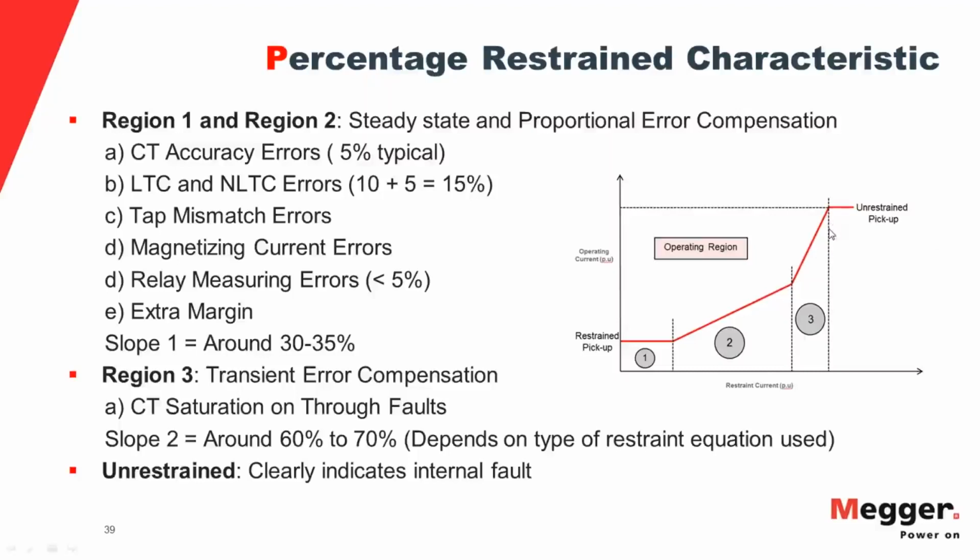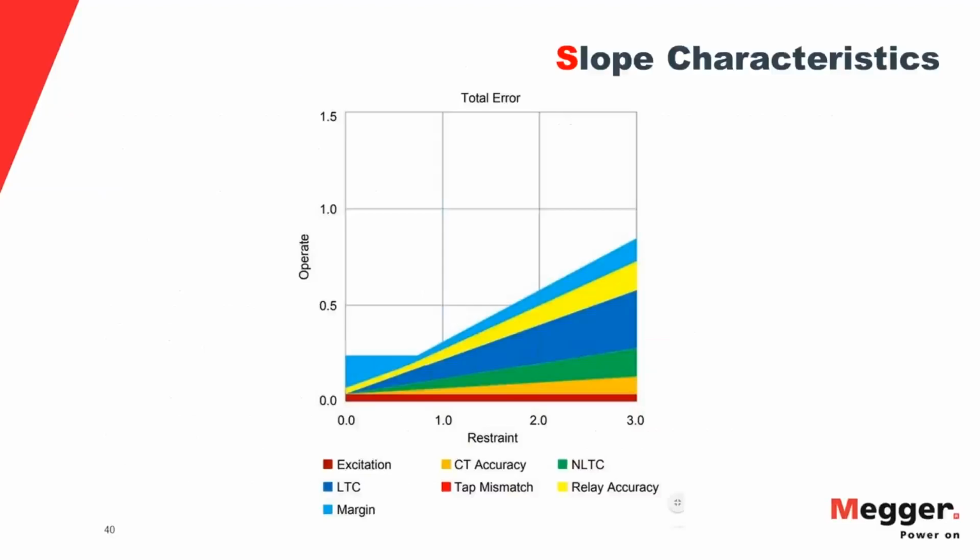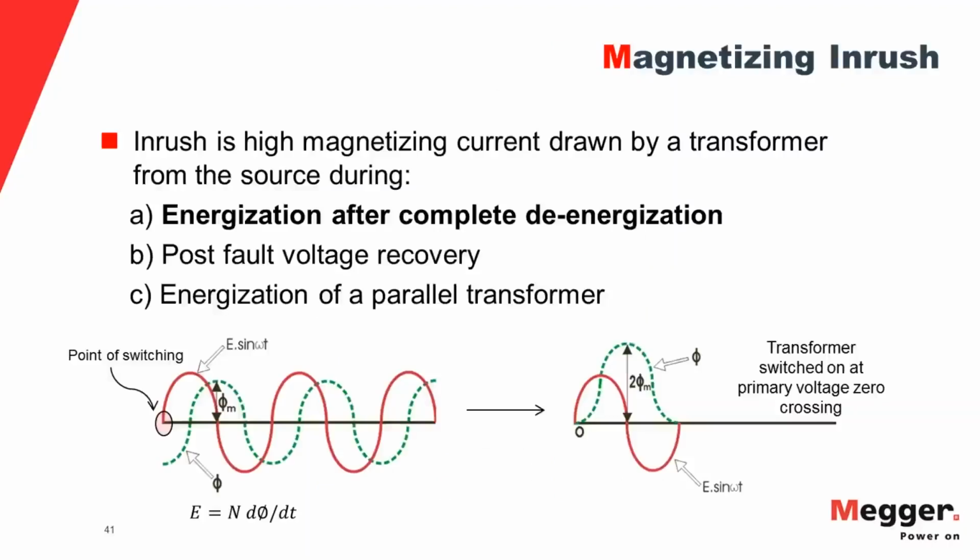Whenever you energize the transformer, since the transformer acts as an inductor, it draws heavy current from the source for its core. This heavy current flows only on the primary side, in the magnetizing circuit of the transformer, and not on the secondary side, which could lead to differential misoperation. This inrush can be caused in these three conditions.